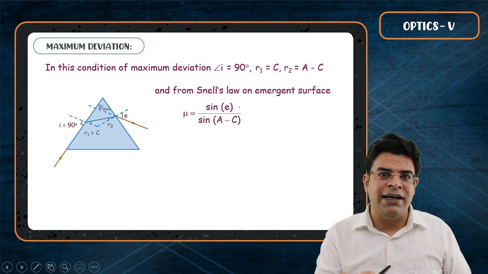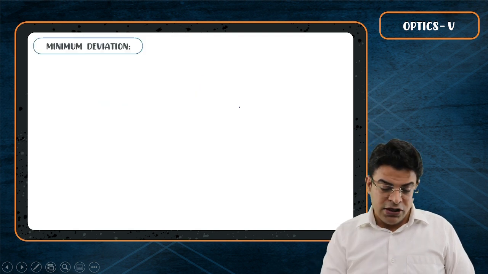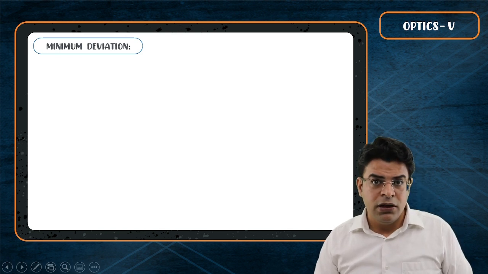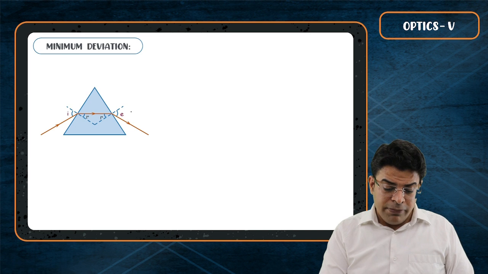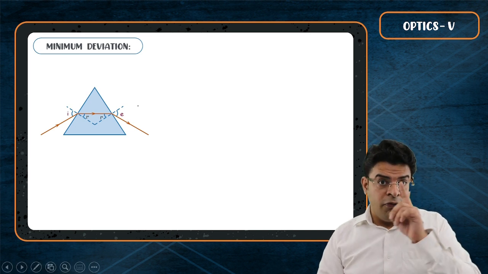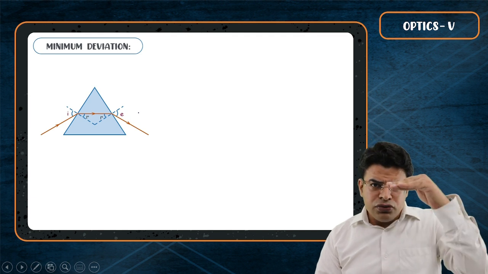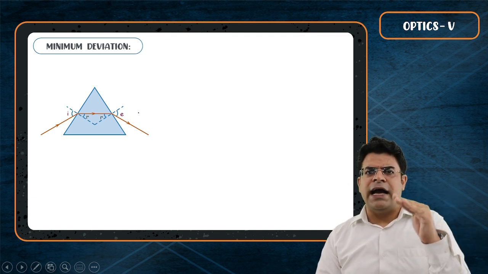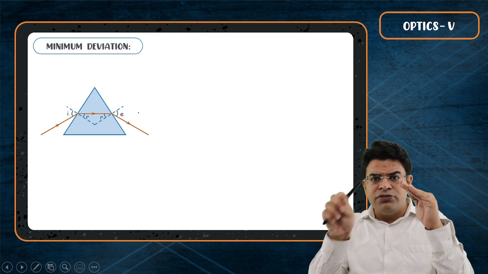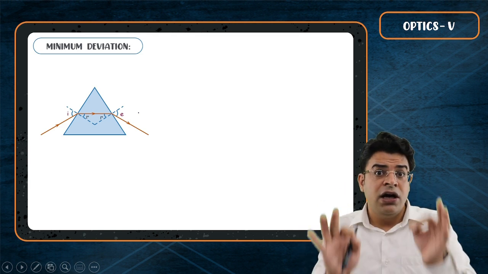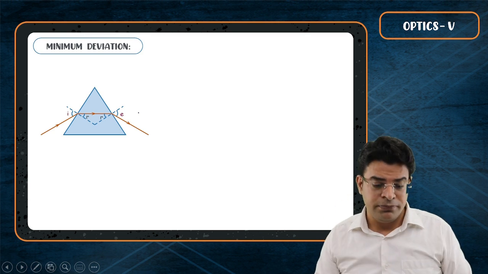The important case is the case of minimum deviation. So now let's talk about minimum deviation. This is really important. We have already learned that the minimum deviation takes place when i equals e. If you choose the angle of incidence such that the angle of incidence becomes equal to the angle of emergence, for such a condition the deviation undergone by the ray is minimum.